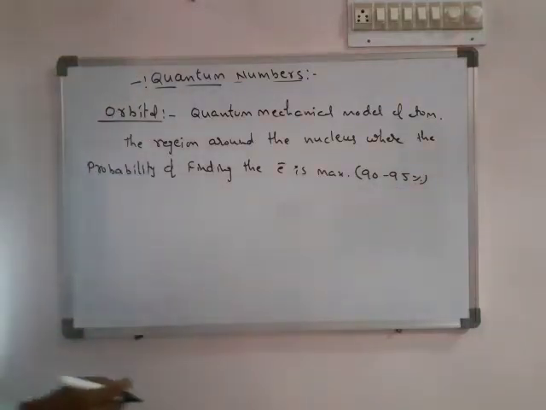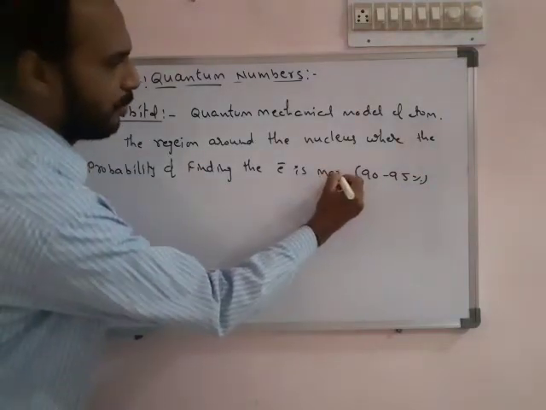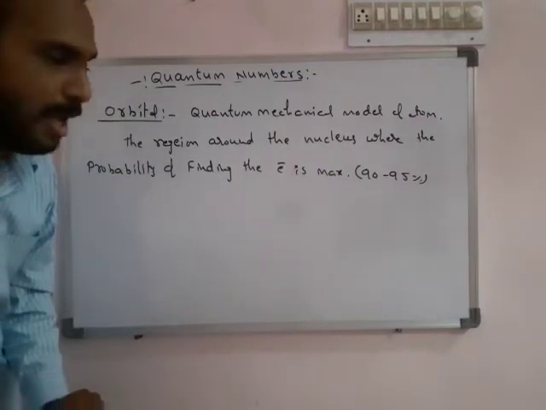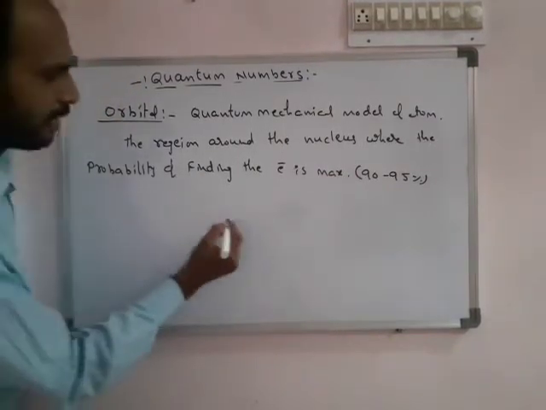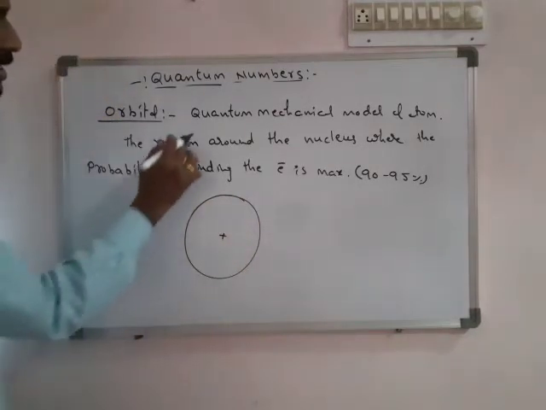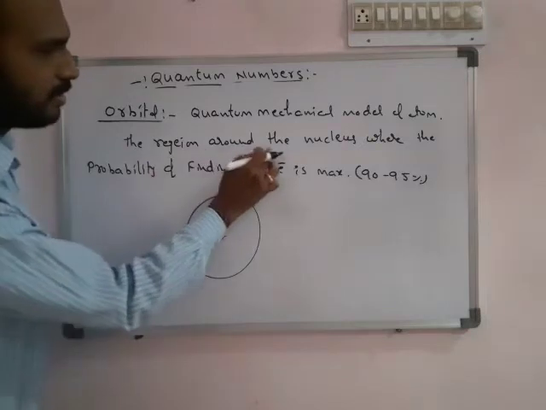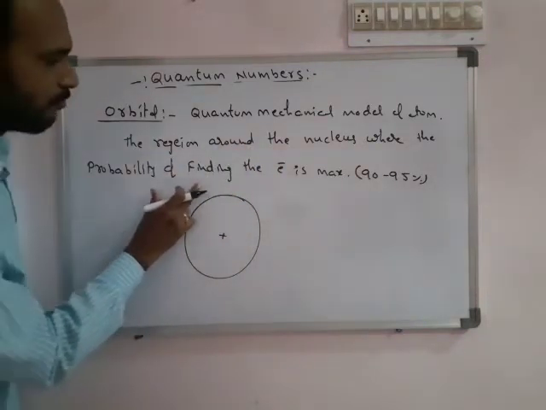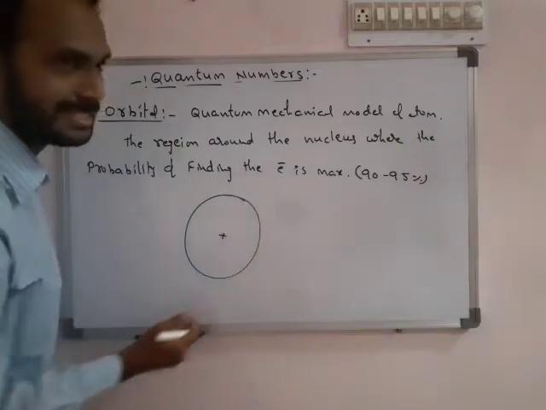So there is no possibility of the presence of the electron at a single place with 100% certainty; this is totally imaginary. So it is the region around the nucleus where the probability of finding the electron is maximum.